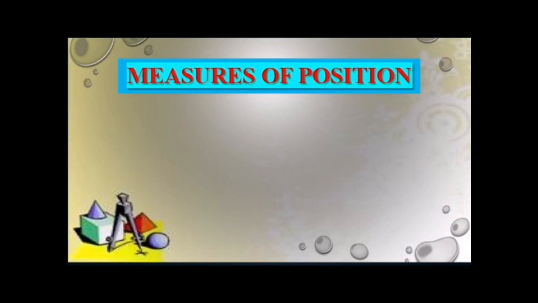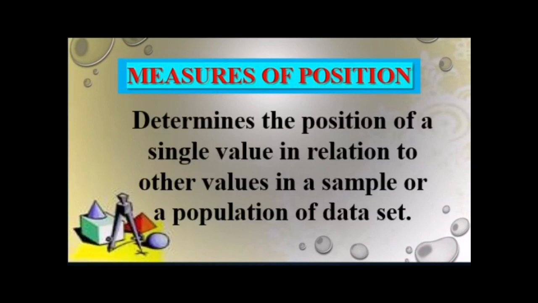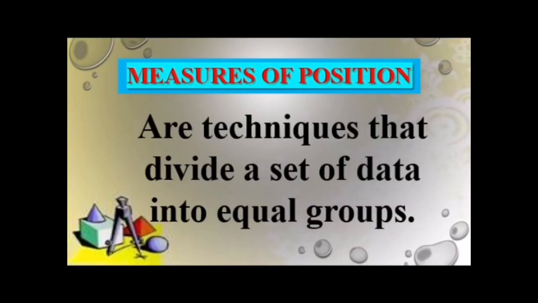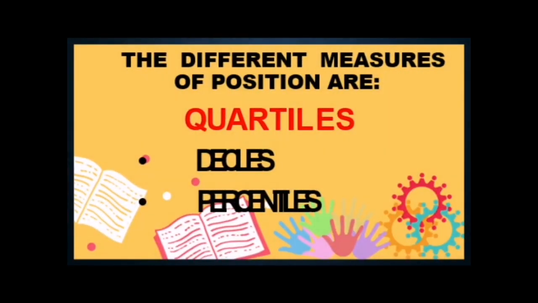Now, let us consider this one. Measure of position determines the position of a single value in relation to other values in a sample or a population of data set. It is also a technique that divides the set of data into equal groups. So that will be the measure of position, but we are focusing on the measure of position for the ungrouped data. Now, let us consider the different measures of position. We have quartiles, deciles, and percentiles.